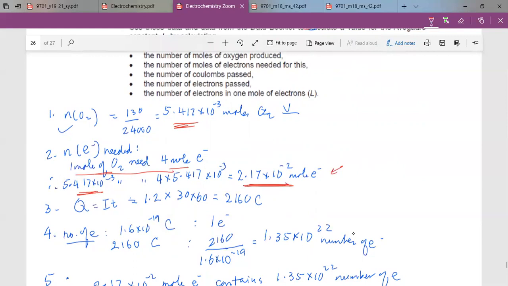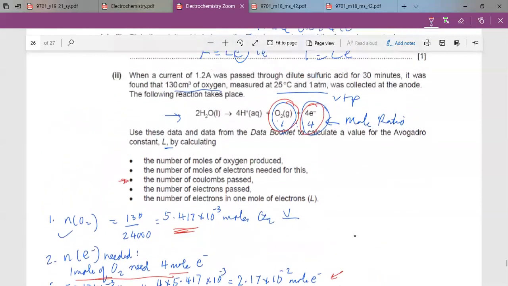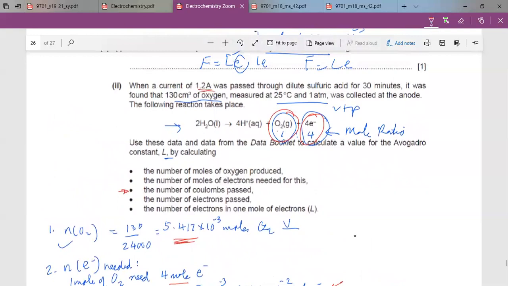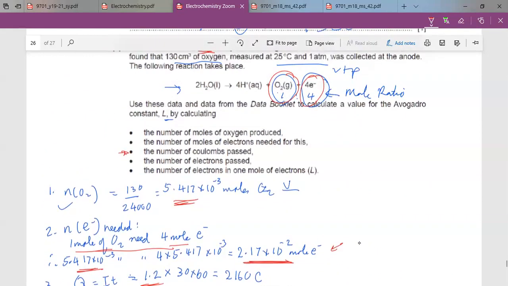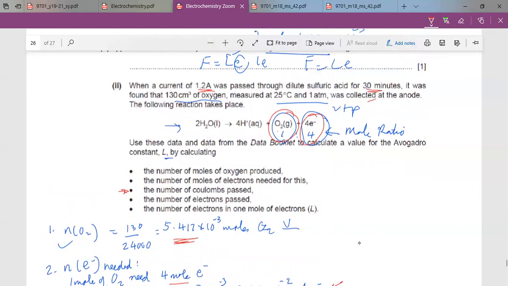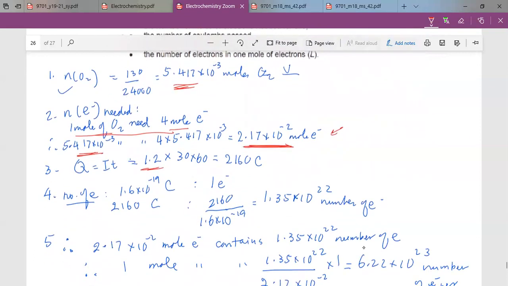Now I need to find the number of electrons. So the number of coulombs used: Q is IT, 1.2 ampere, 30 minutes, here 30 minutes times 60 seconds. So this is the total amount of coulombs.